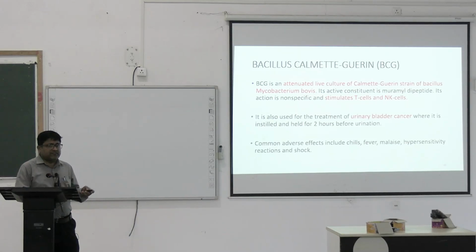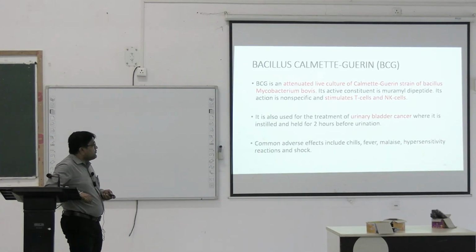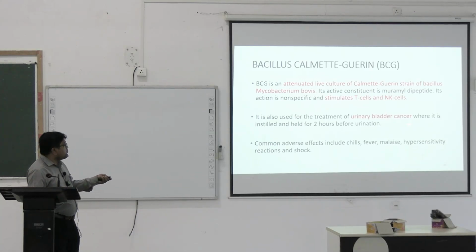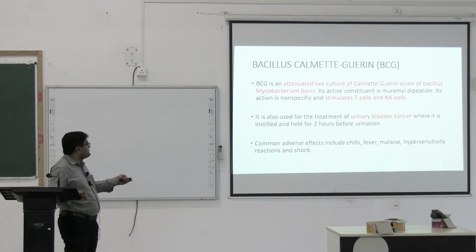We all know BCG vaccine. Now, it is an attenuated live culture of Calmette-Guerin strain of Mycobacterium bovis. They stimulate both T cells and natural killer cells. They are used to treat urinary bladder cancer, and it is instilled and held for 2 hours before urination.